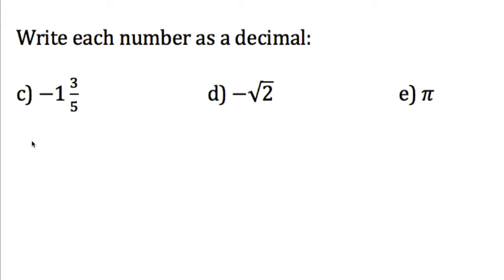So for part C, what we will do is take the -1, and that just stays a -1. The 3/5 becomes the decimal portion of this. So -1 is the whole number, and 3/5 is your decimal. You take your calculator, you go 3 divided by 5, and that's going to give you 0.6. Okay, so -1 and 3/5 as a decimal is just -1.6.